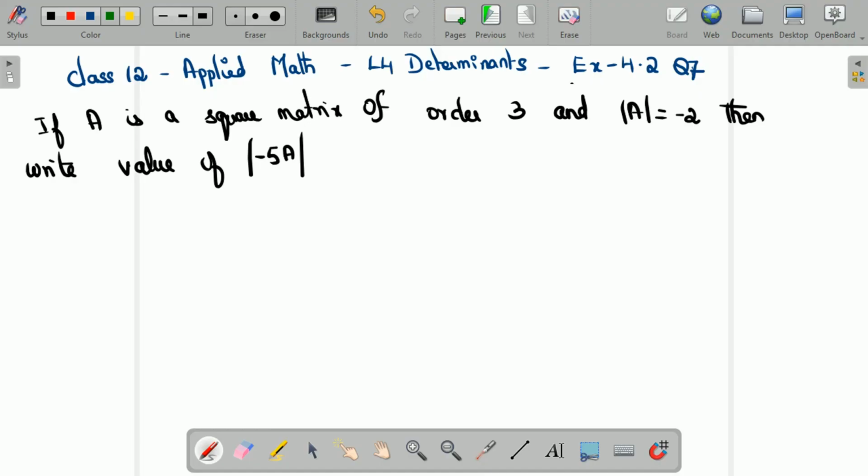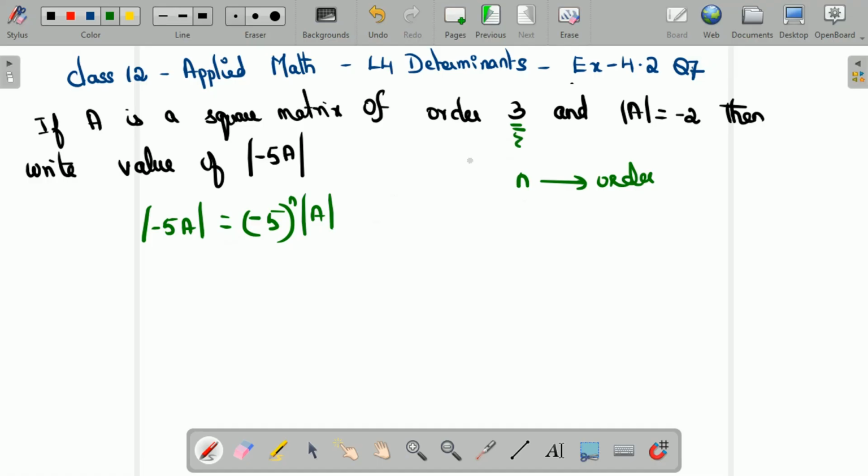In this video, let's find the solution for the seventh question in exercise 4.2. If A is a square matrix of order 3 and determinant of A is equal to minus 2, then find the value of determinant of minus 5A. So determinant of minus 5A is minus 5 to the power n into determinant A, where n is going to be the order of this particular matrix.